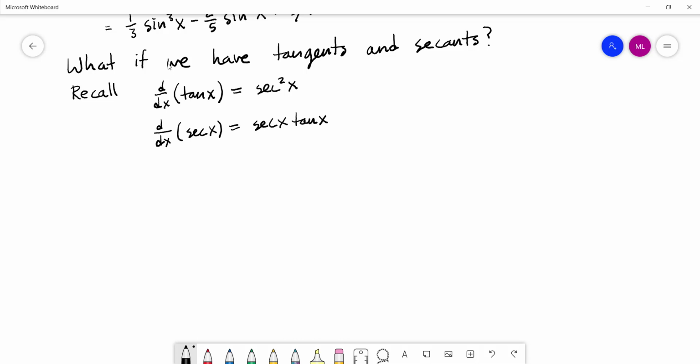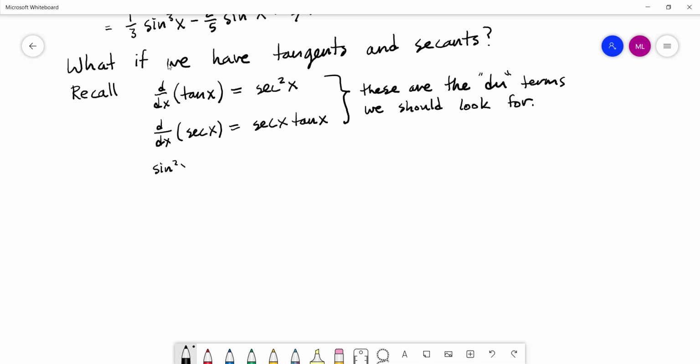So for problems that involve tangents and secants, these are the du terms that we should be looking for. We'll also use, along with this, the tangent and secant version of the Pythagorean identity. Let's just do it real quickly.